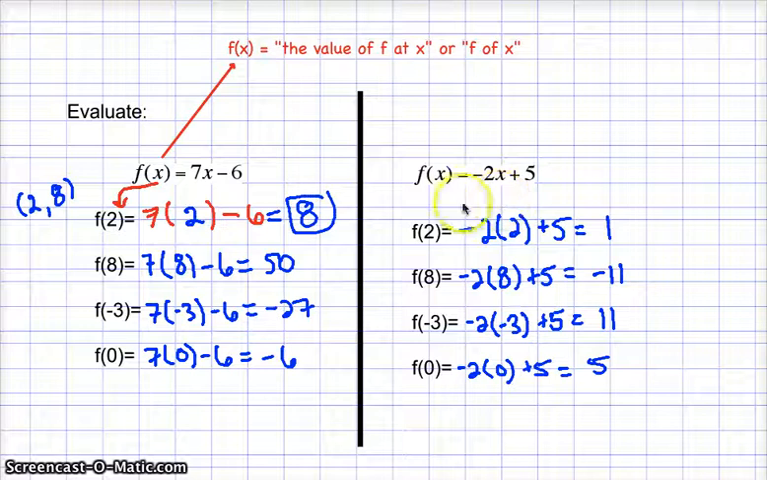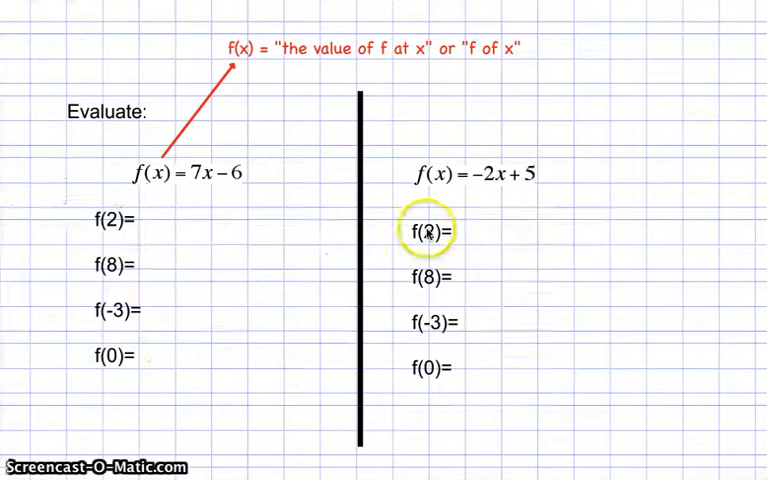Once again, I just rewrote the function. So negative 2 times parentheses, plus 5. And I did that for each of our functions here, and then took out the x and plugged in my inputs. So this one became 2 and 8, negative 3, and 0. When you find all those numbers, you should have ended up with 1, negative 11, 11, and 5. Again, the inputs being your domain, outputs being your range.